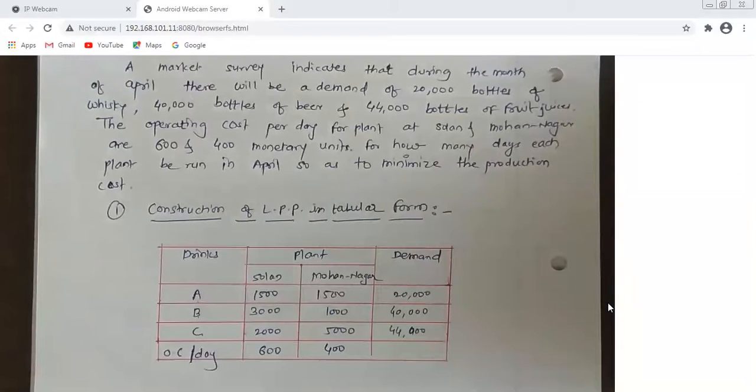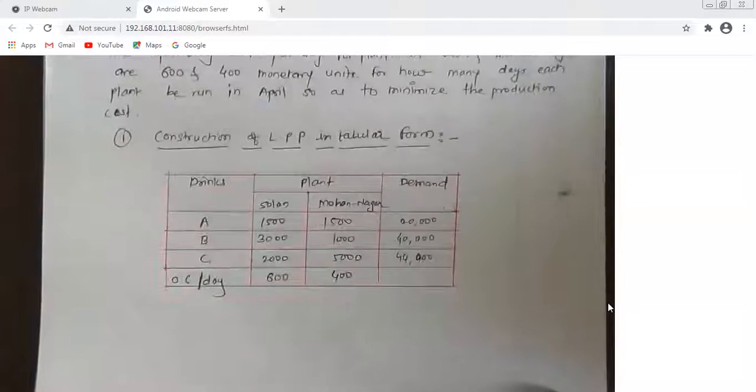I hope you understood how to construct the LPP in the tabular form. In the first numerical, they already gave this table. In the second numerical, we have seen how to convert the question into tabular form. After that, this is the third question. Again here, we have to convert the given question into a table. Okay. Now we'll go for the solution.